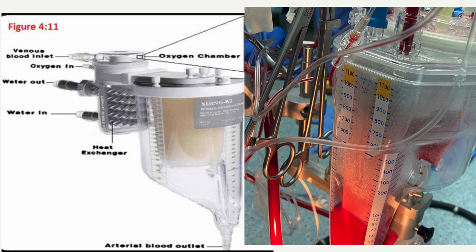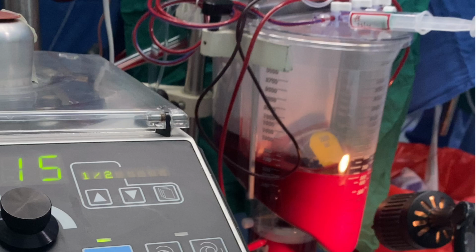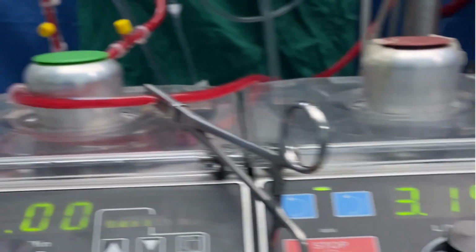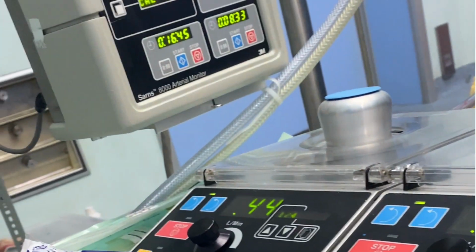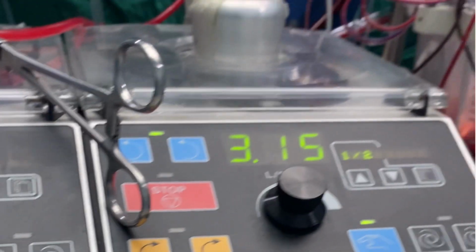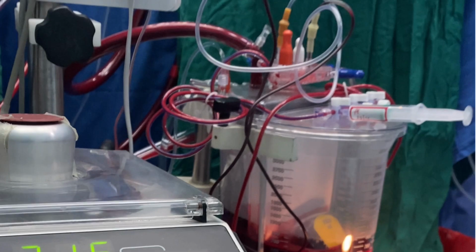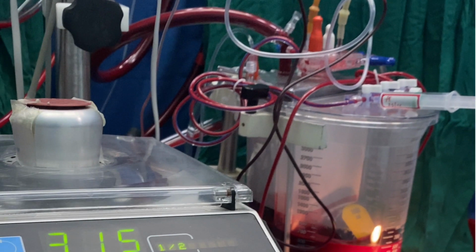Hard shell venous reservoir. Parts of the hard shell venous reservoir: venous blood outlet, water out, water inlet, heat exchanger, and arterial blood outlet. The venous reservoir is shown in this video.